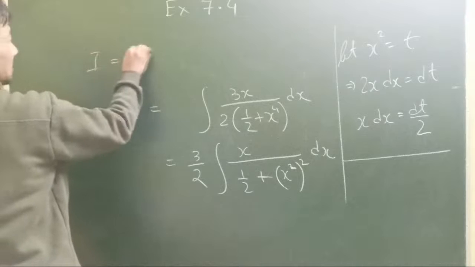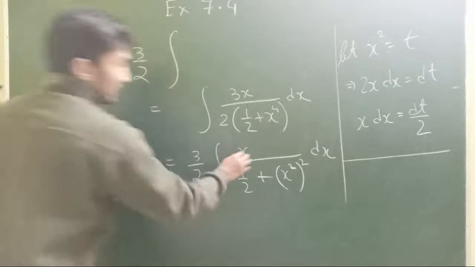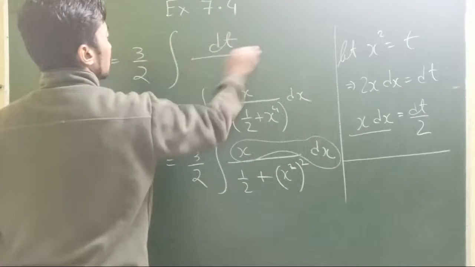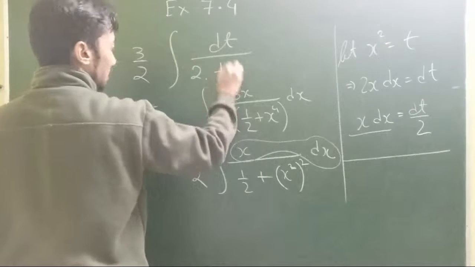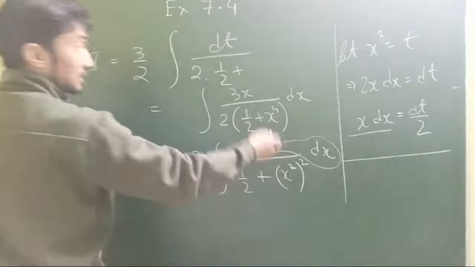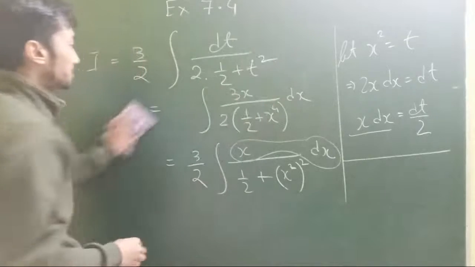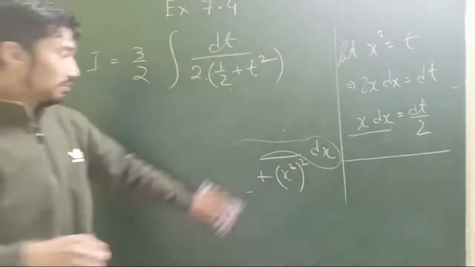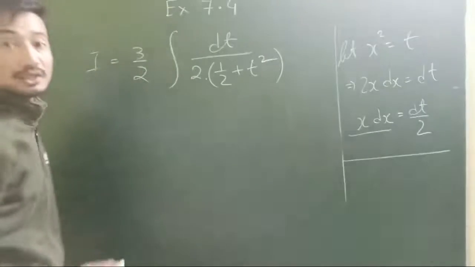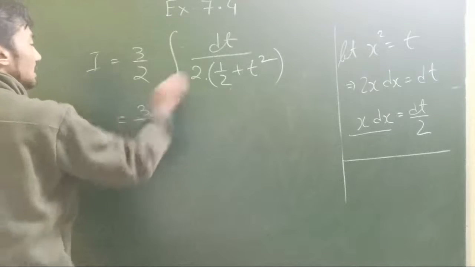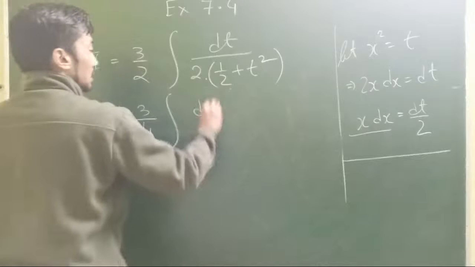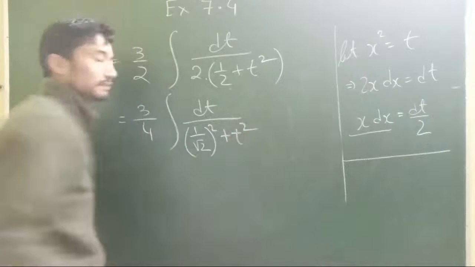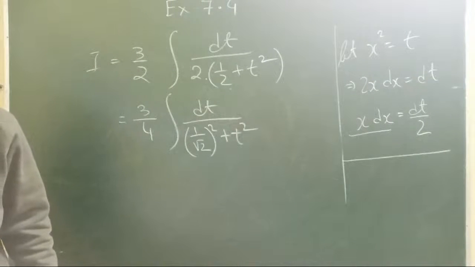So then 3 by 2 is already there. x dx, by substitution, will be dt by 2. Then of course we have 1 by 2 plus x square, which we have substituted as t, that will be t square. Of course, don't forget the bracket. Try to use as many steps as possible, especially in the beginning stage, the learning part. Later on, you can remove the steps, once you become an expert. 1 by root 2 whole square plus t square.